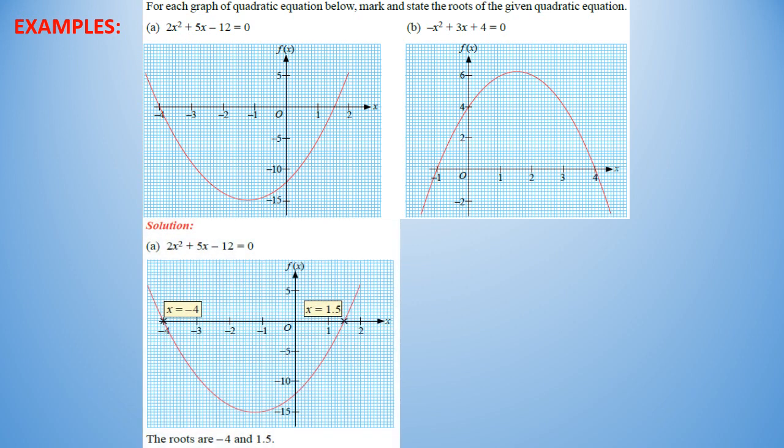Okay, now we look at this example. For each of the graphs of the quadratic equation, mark and state the roots of the given quadratic equation. So just now, from the previous slide, I already said the roots lie on the x-axis and then we call them x-intercepts, right? So now we look at the graph here. This one is the first intercept, so your root should be -4, and then this one is your second root, lying on the x-intercept also, so your value should be 1.5.